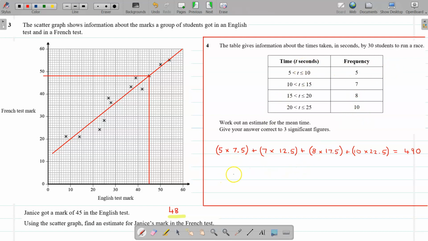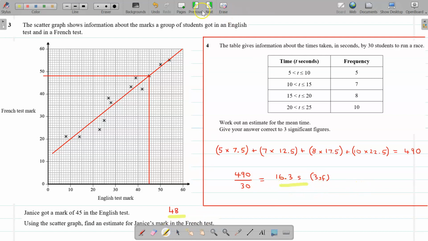So the mean time is 490 divided by the number of people, which is 30. And that comes to 16.3 to 3 significant figures. Okay, 16.3 seconds to 3 significant figures.